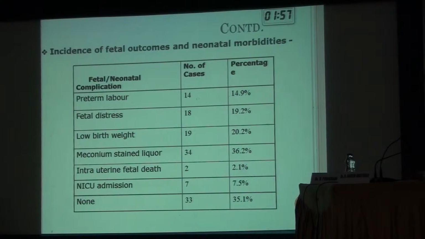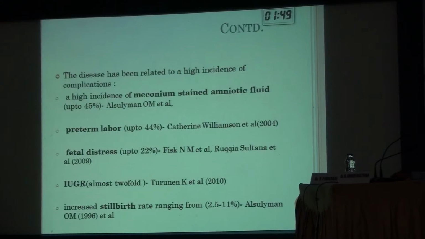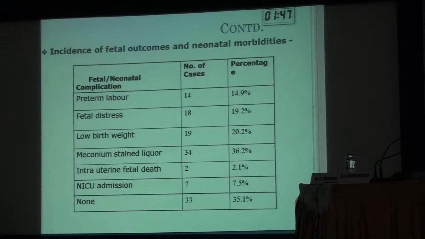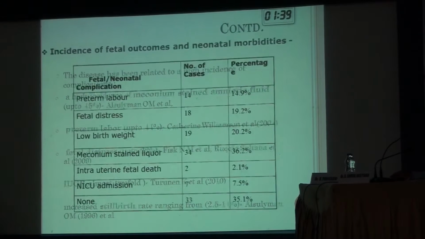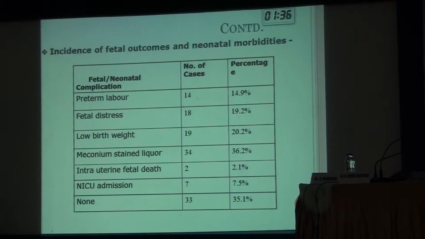Coming to the incidence of fetal outcomes and neonatal morbidities, the incidence of preterm labor in our study was 14%, which is slightly on a lesser range compared to the other studies, which showed around 44%. The incidence of fetal distress in our study was 19% and incidence of low birth weight was around 20%, which is similar to that shown in other studies too. The incidence of meconium stained liquor was around 36%, which is also consistent with most of the other studies. And the incidence of intrauterine fetal death in our study was around 2%.